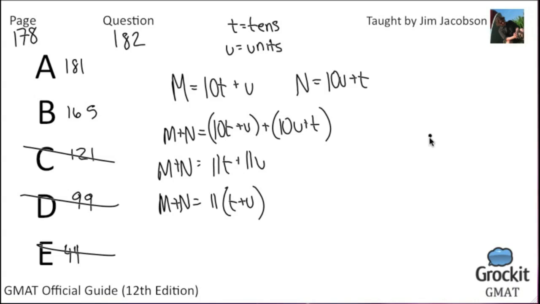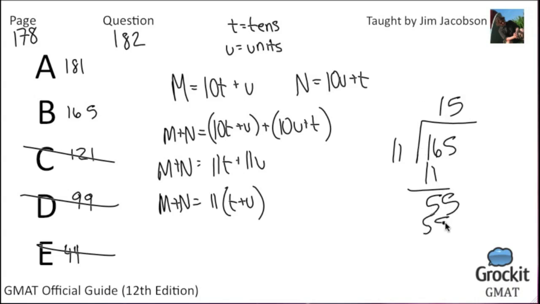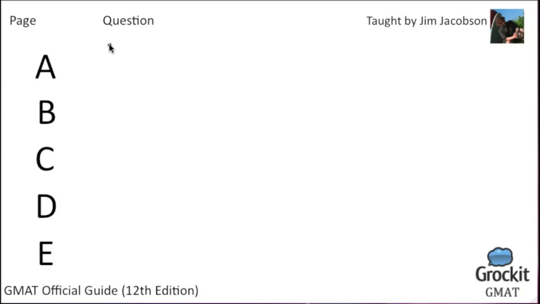Let's just pick one. We'll do 165 divided by 11. Maybe you could have done that in your head. I'm not that smart. So 5 times 11, 55. Okay, so this one is a multiple of 11, leaving only answer choice A, 181, as being not a multiple of 11, and therefore not a possible sum of m plus n.